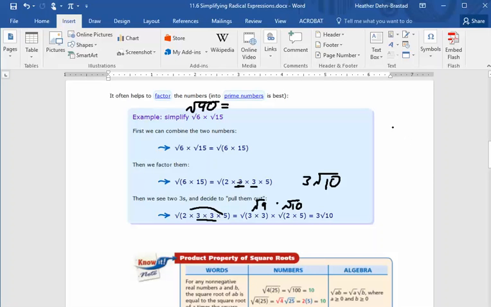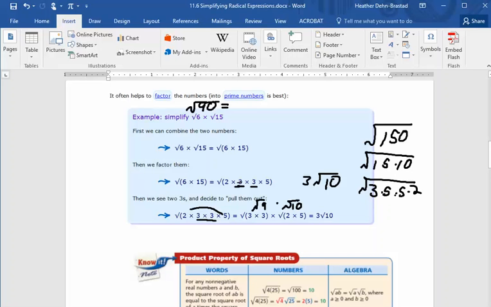Here's another example of one that might look a little bit tricky. Let's do the square root of 150. Let's say I do 15 times 10, but neither of those is a perfect square. So then I'm going to say, well, 15 is 3 times 5, and 10 is 5 times 2, and then I see the two 5s.